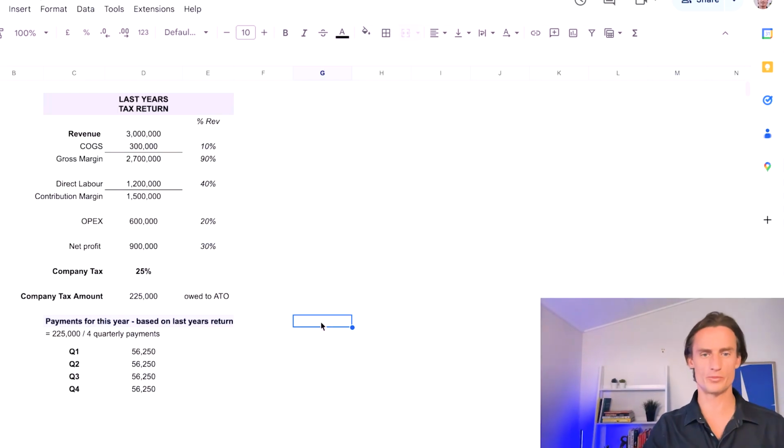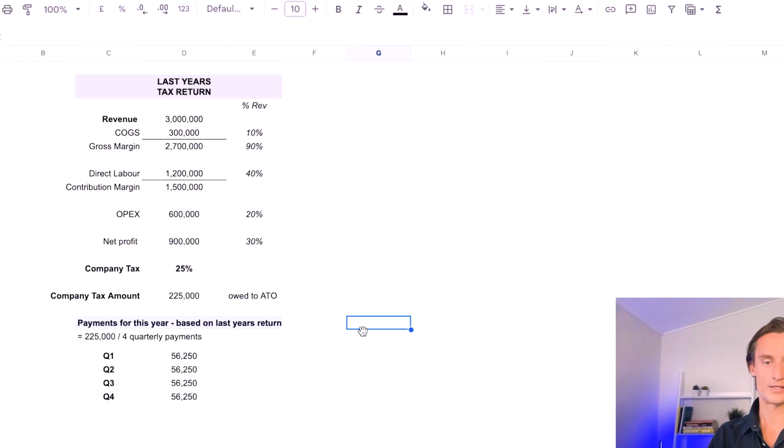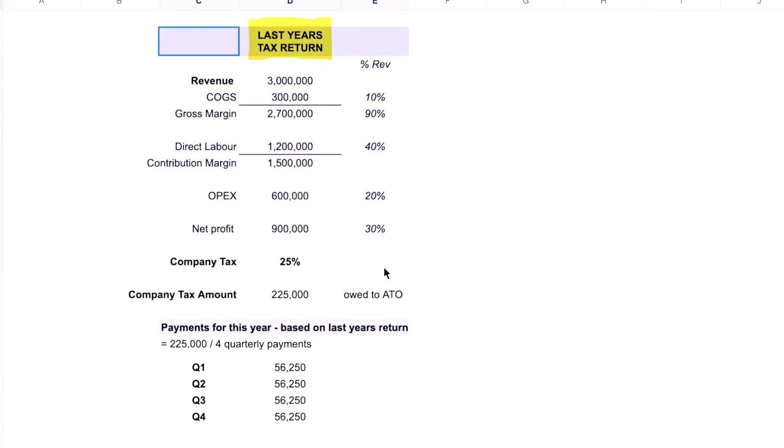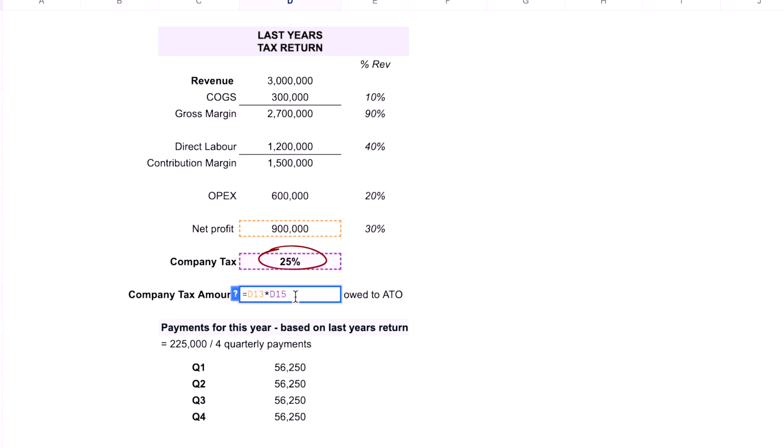The final one is just the pay-as-you-go installment. So that's essentially looking at last year's tax return, and the ATO said, hey, last year you did 3 million, you made a net profit of 900K, which is decent. Company tax rate is 25%, so you owe us 225. And then the very simplified version of this is that they'll say, all right, well, last year you paid us 225. Let's pay that this year, each quarter, assuming you'll do about the same as last year. So there's an assumption that we'll base it on last year's results.